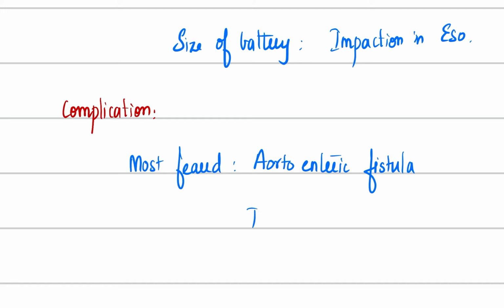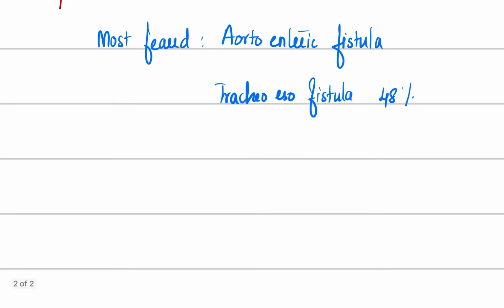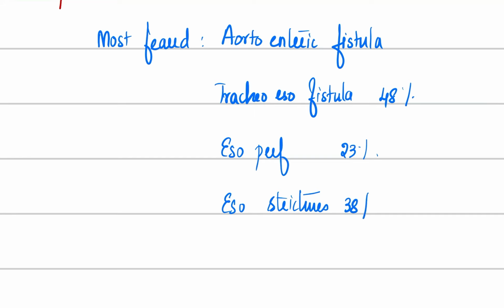It can result in tracheoesophageal fistula. It can happen in 48%. Then it can result in an esophageal perforation, which can happen in around 23%. It can result in esophageal strictures. Okay, so this can happen in around 38%. You don't need to remember the percentages. This is just for my interest's sake. I'm putting it across to you. And this is not very difficult to remember. So let's see how to remember.